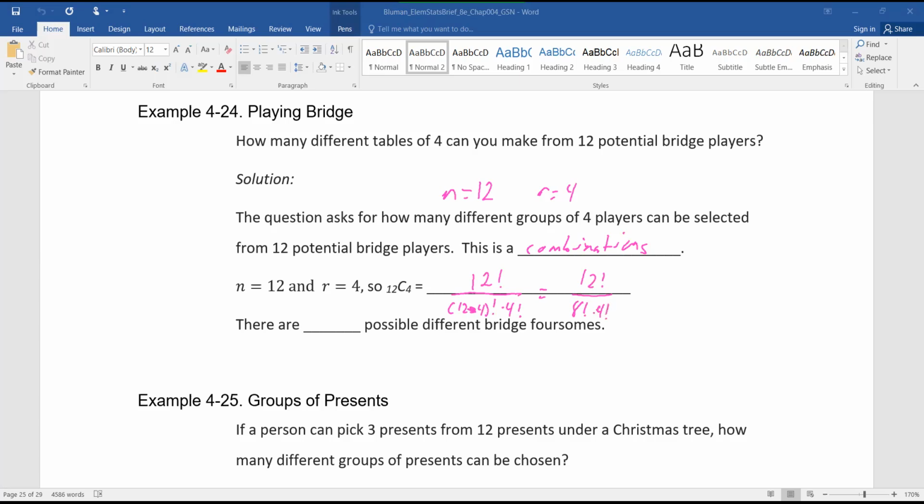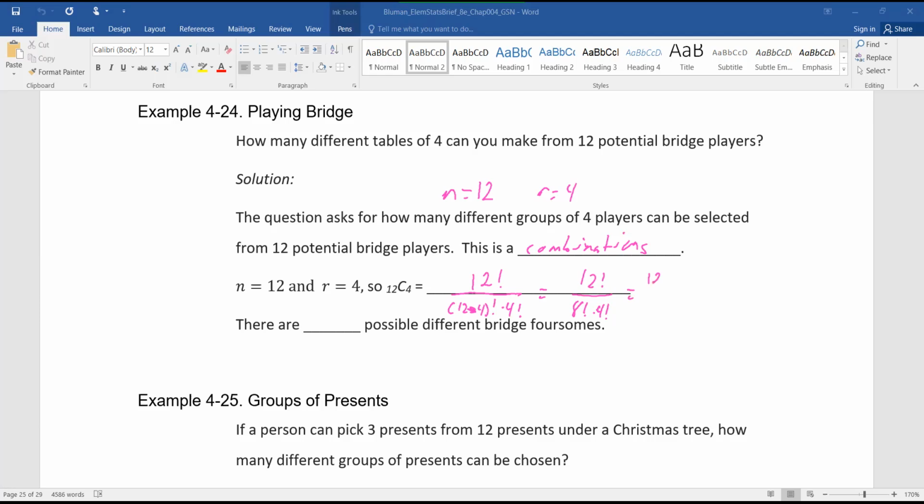Also, one thing to note, what are these two numbers added up to? 12. That's going to happen every time. Whatever these two numbers are after you do the subtraction need to add up to how many options you have. Exactly.